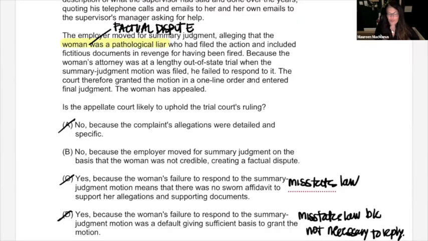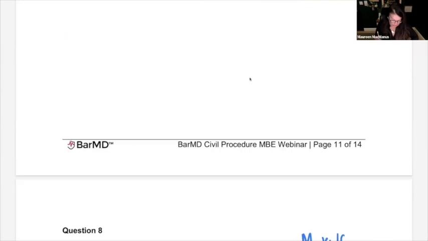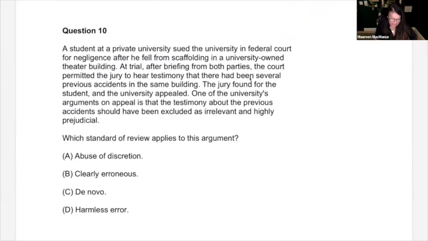Okay, one last question, which is a pretty straightforward one, I would say. This is just which standard of review applies to this argument. And you've got to know your standards on appeal. So there's abuse of discretion, which is usually for evidentiary rulings, when the court has discretion to do something or not. Clearly erroneous, de novo, and harmless error. So you've got to find it, and you should have a table of the standards and have examples. What situation does it apply to?